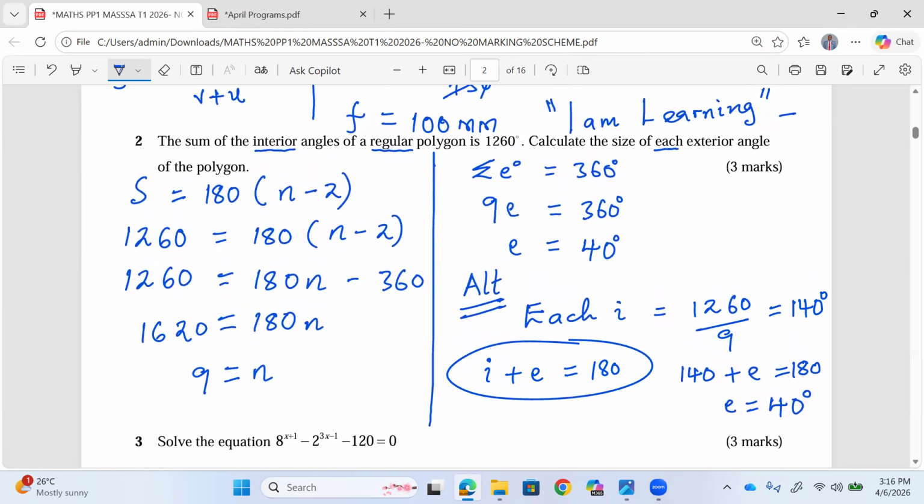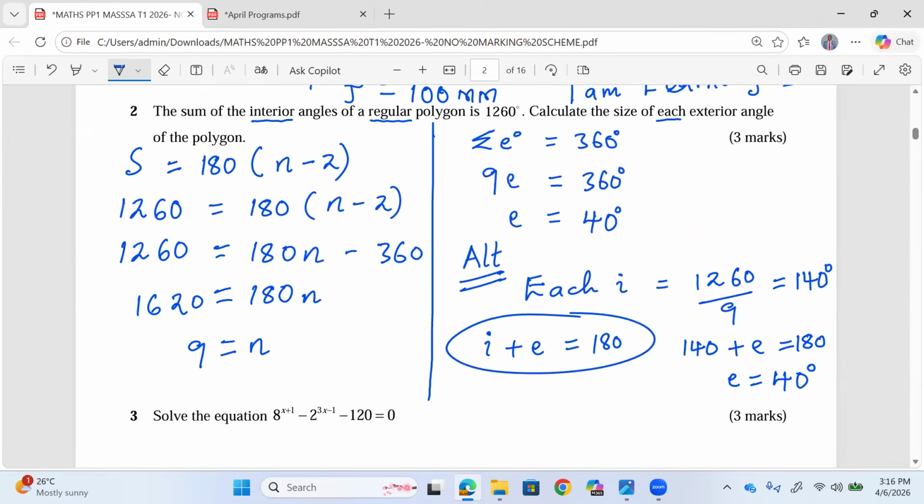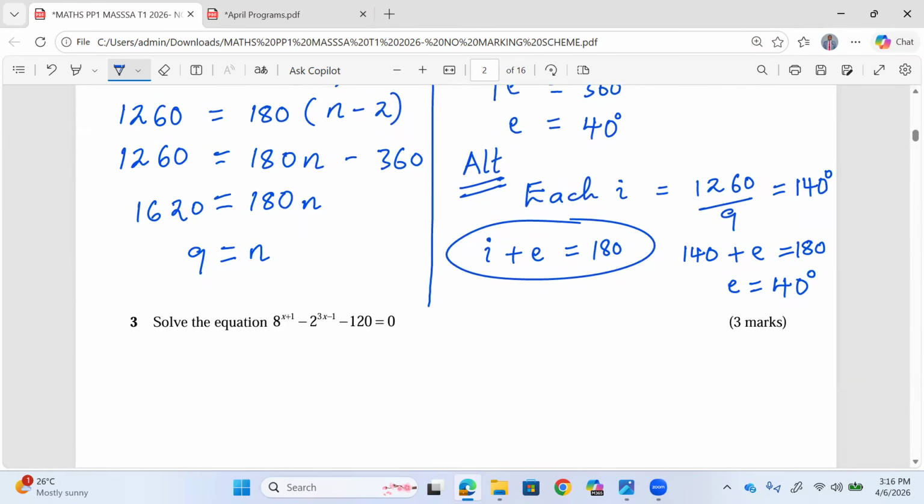So that question, at that particular stage of proceeding to find the size of each exterior angle, can have those two approaches.